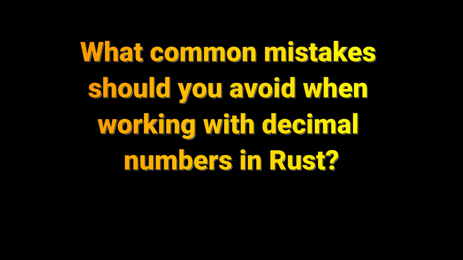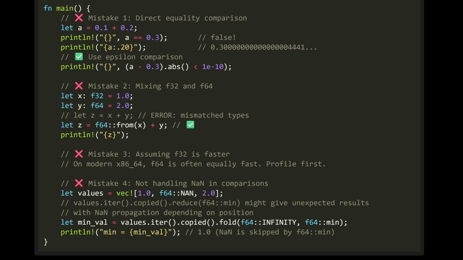What common mistakes should you avoid when working with decimal numbers in Rust? There are several common mistakes to avoid. First, don't compare decimal numbers directly for equality because of rounding errors. Instead, check if the difference is very small. Second, don't mix 32-bit and 64-bit decimal numbers without converting them first. Third, don't assume 32-bit decimals are faster than 64-bit ones on modern computers. And fourth, be careful with comparisons because the special NaN value can cause unexpected results.